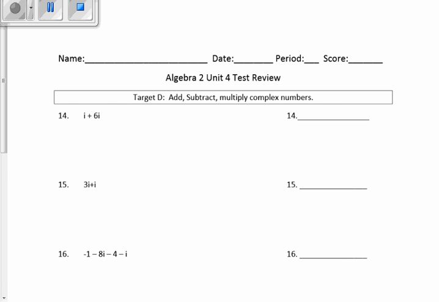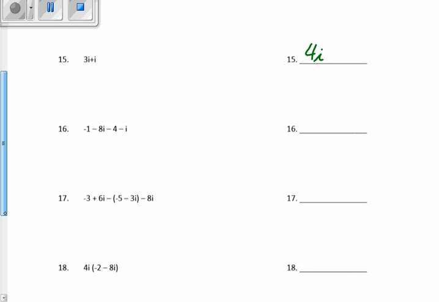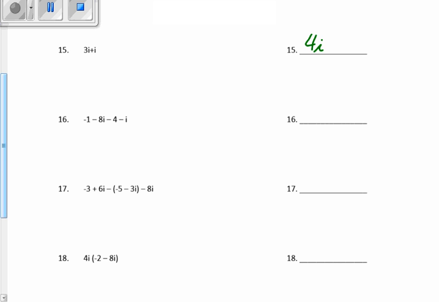Here we have adding, subtracting, multiplying, and dividing complex numbers. Adding. Treat imaginary numbers just like they're variables. We have 1i plus 6i, that's 7i. 3i plus 1i is 4i. Put a parenthesis. 16, we have -1 minus 4 is -5. We have -8i minus another i is -9i.